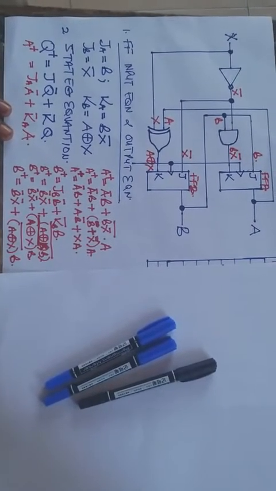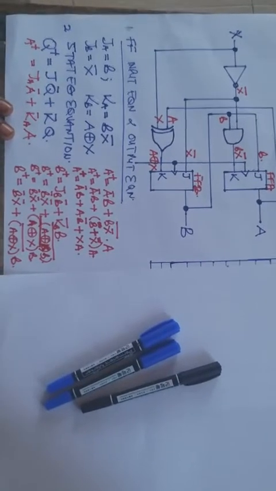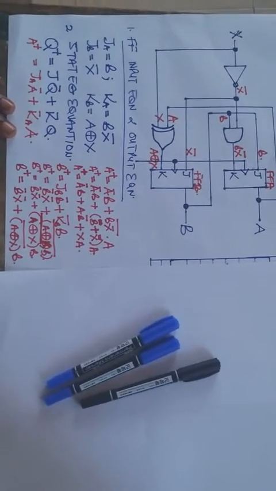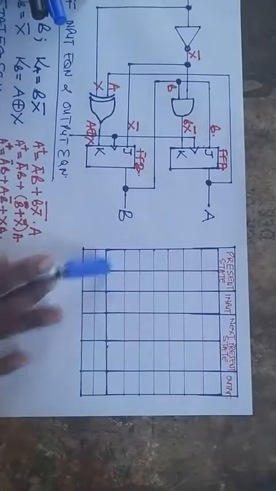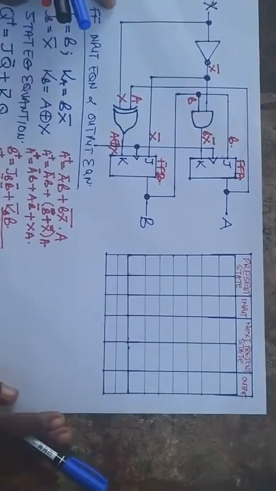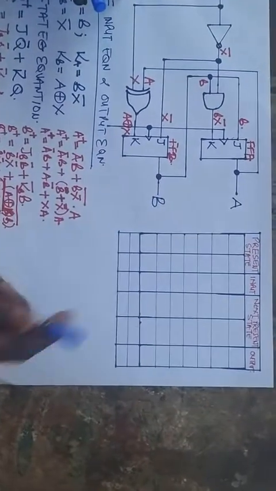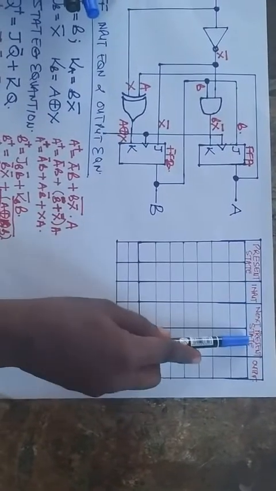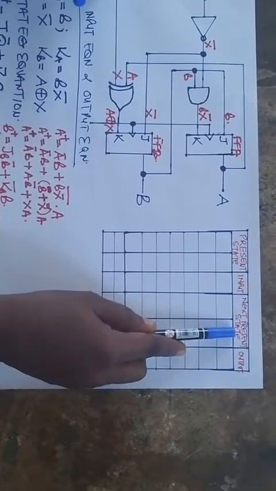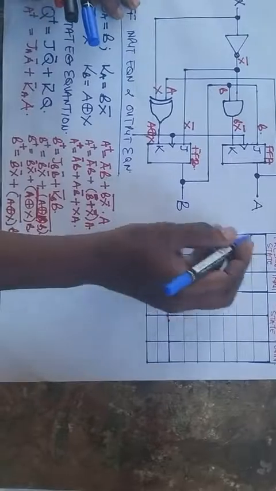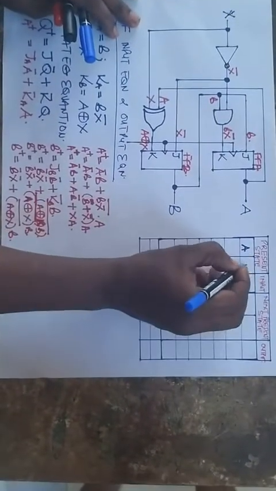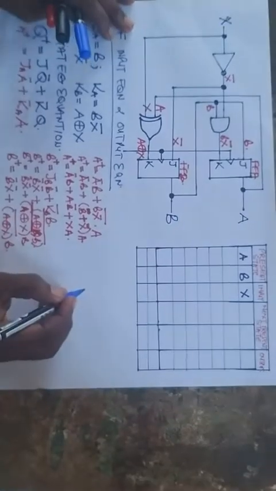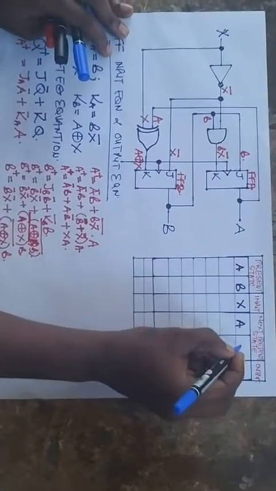The next thing for us to do is to draw our state table. Okay, so that is what we are going to draw. Okay, so that is the table that I have drawn here. We have the present state, the input, the next present state, and then here we don't have an output, right? So forget about the output. Okay, so we have A, B, and then the input, which is X. Our next state A and then B.